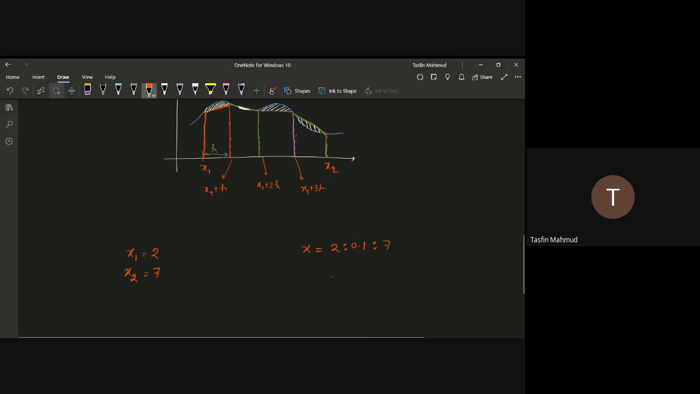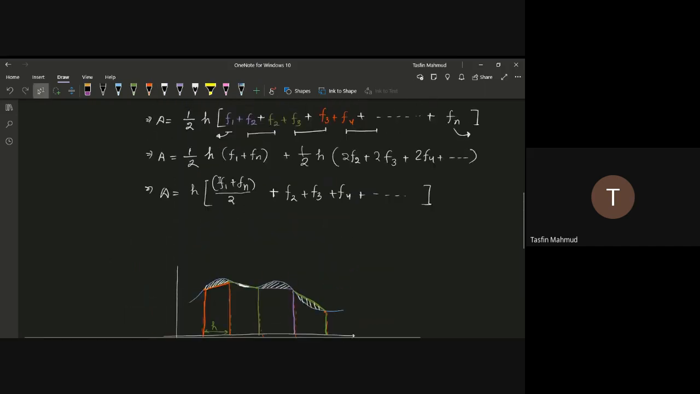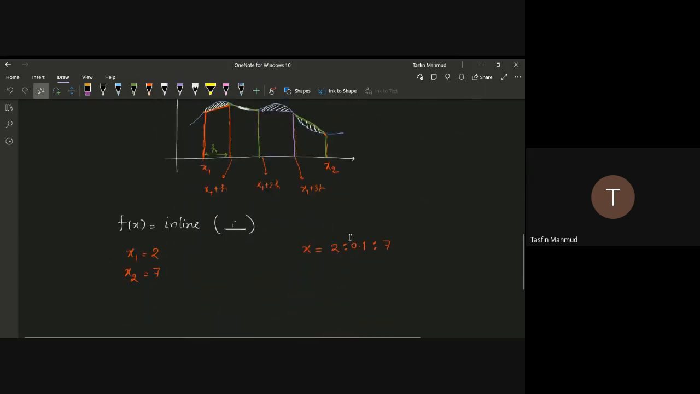If f of x is given as some function, then you just have to calculate. f of x can be written as an inline function, as I mentioned. You write the expression for the function here, and then just calculate the areas. First, you have to calculate the area of the starting and the ending point, right? And this is our h, so our h is 0.1. You can consider h to be a smaller value as well.